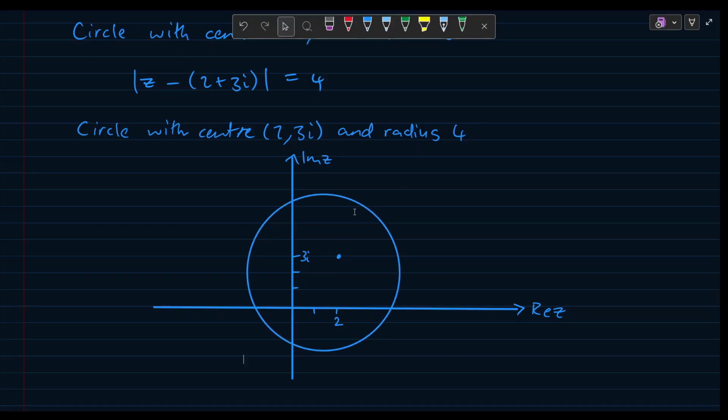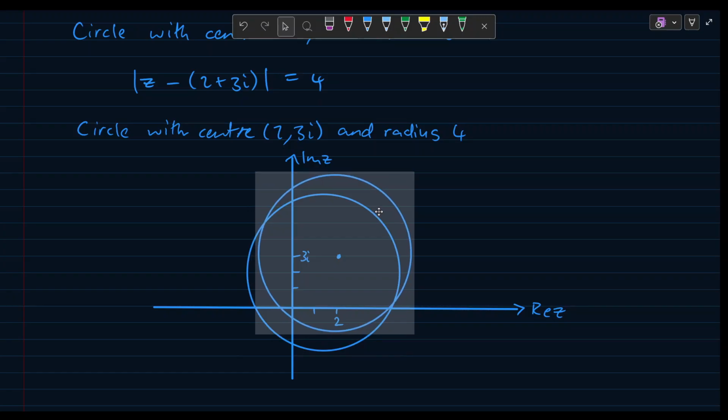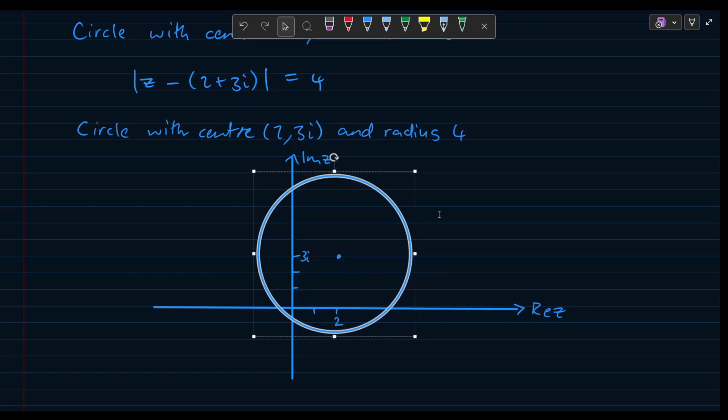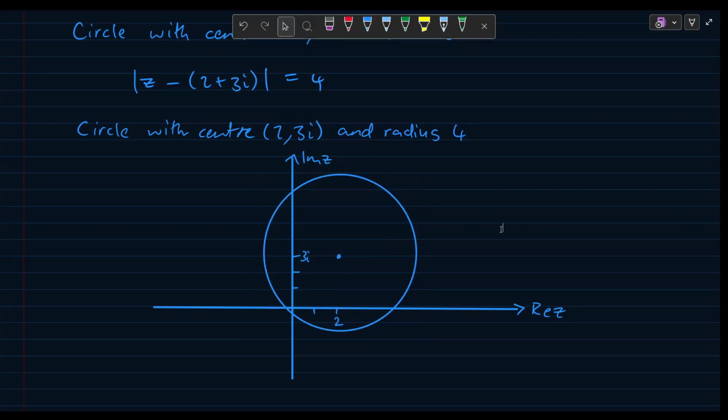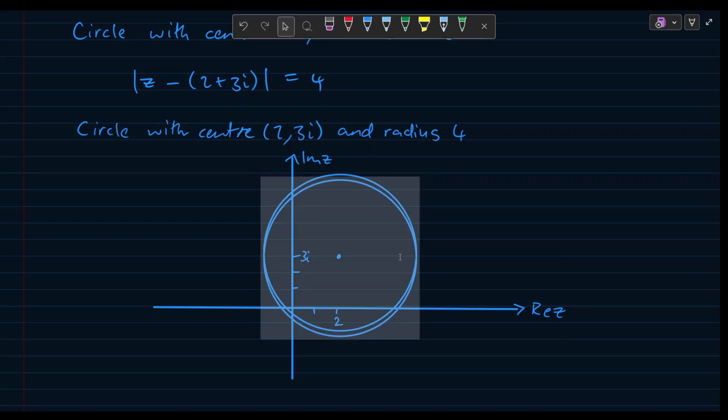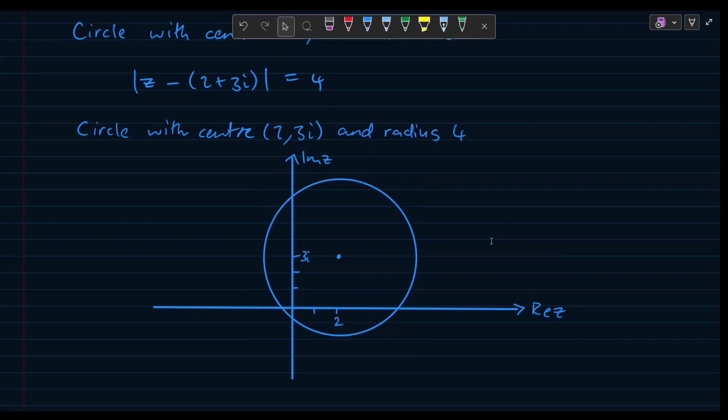Let me make sure that our center looks somewhat decent. I think that's better. Maybe slightly lower. Somewhere here. Yeah. Alright, so this will be the Argand diagram satisfying the modulus of z minus 2 plus 3i is equal to 4. This is a circle with center 2, 3i and radius 4.